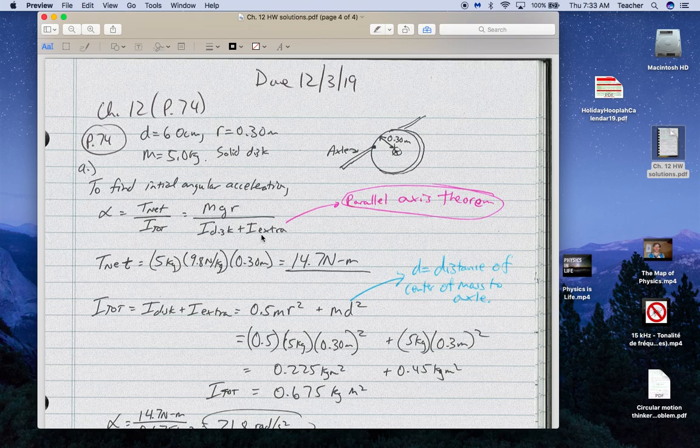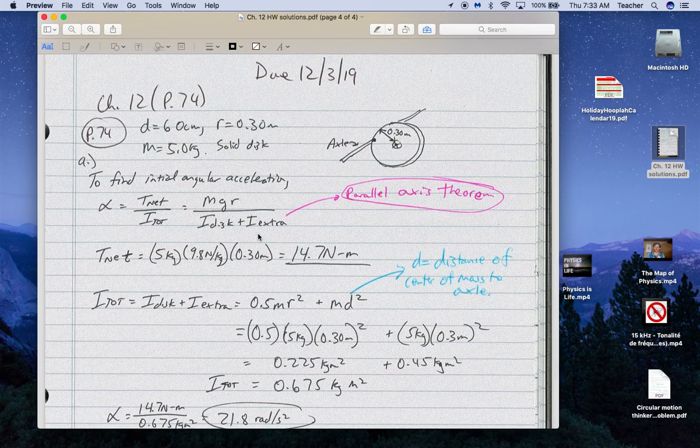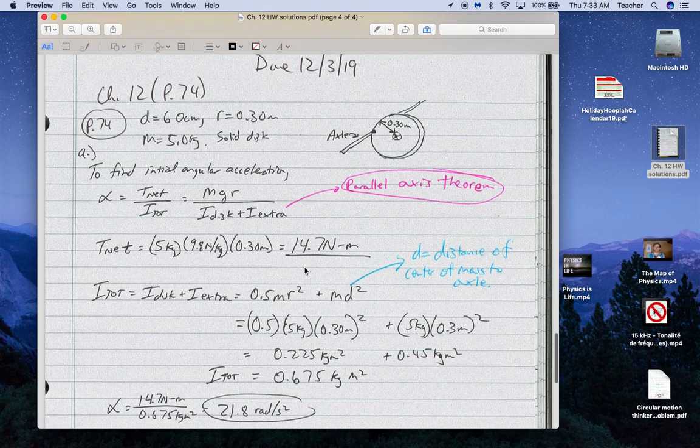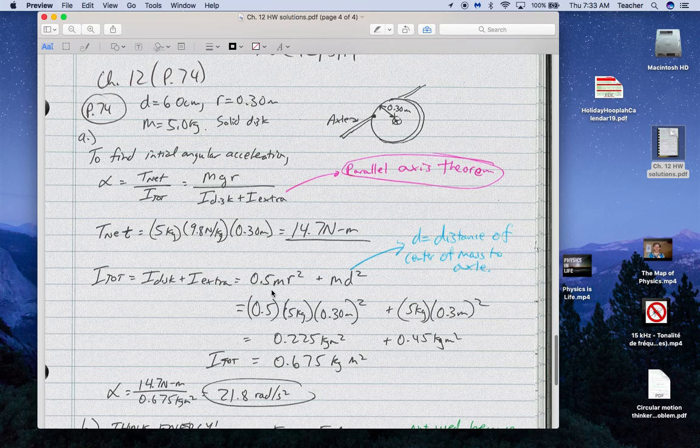The total moment of inertia is equal to that of the disk plus the extra because it's not being rotated about the center. So that's your parallel axis theorem. So there's the net torque. The disk is 0.5 mr squared. The extra is md squared. So d is the distance of the center of mass to the axle. We treat that center of mass as a point source when thinking about the parallel axis theorem because we've already taken how the shape affects the moment of inertia into account here.